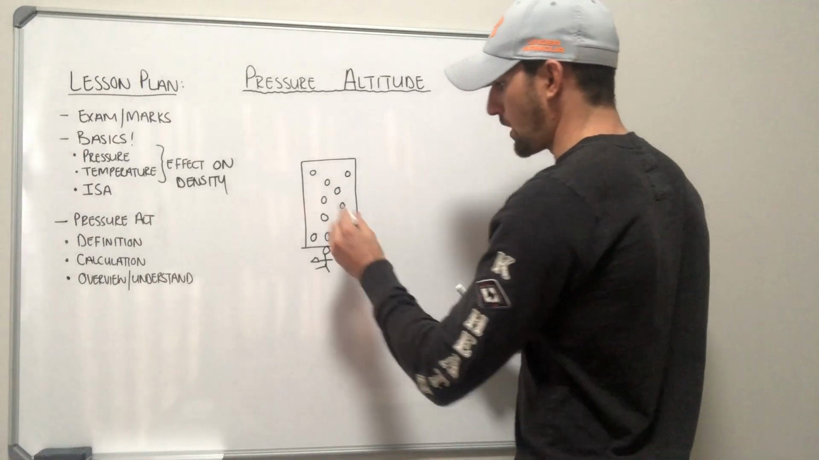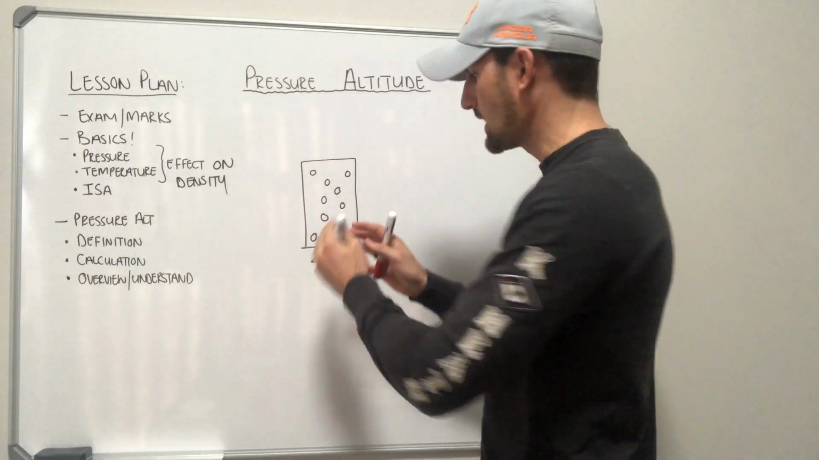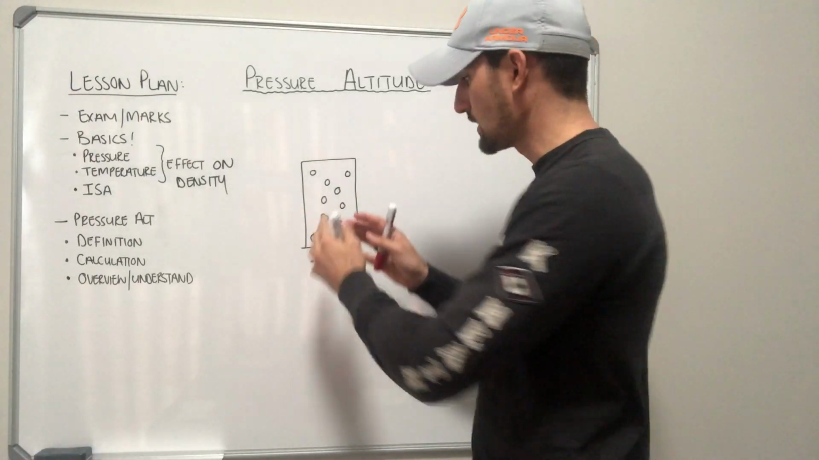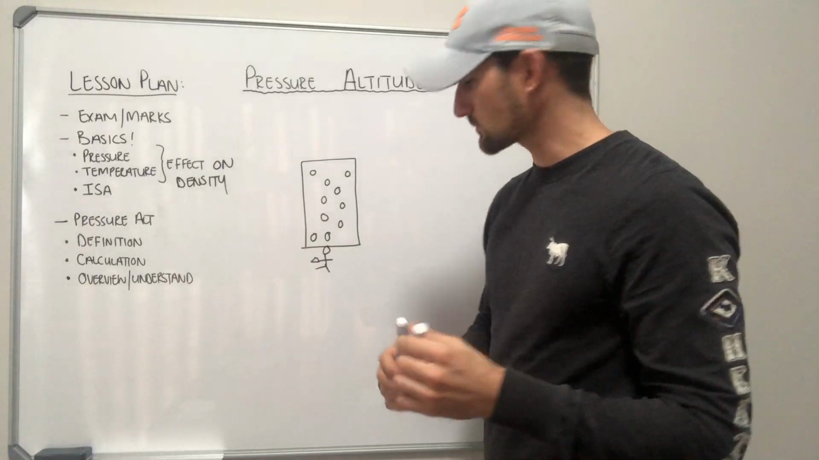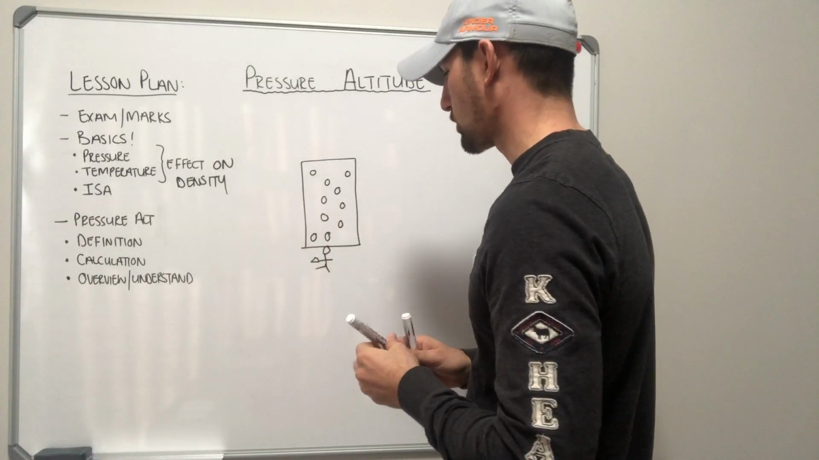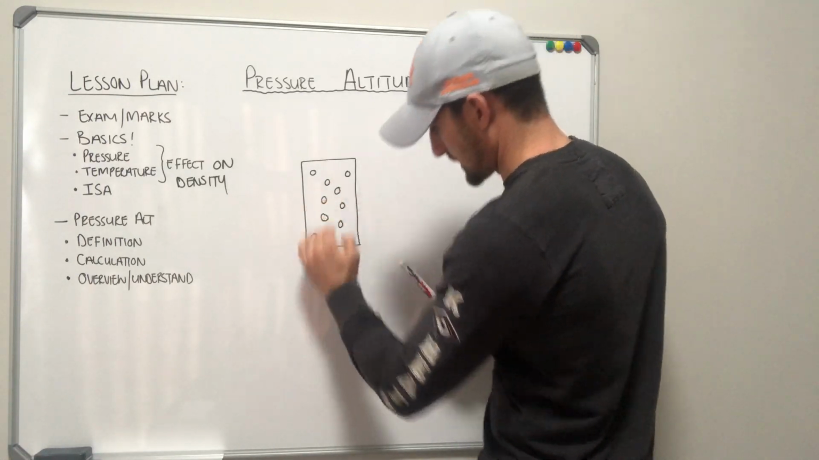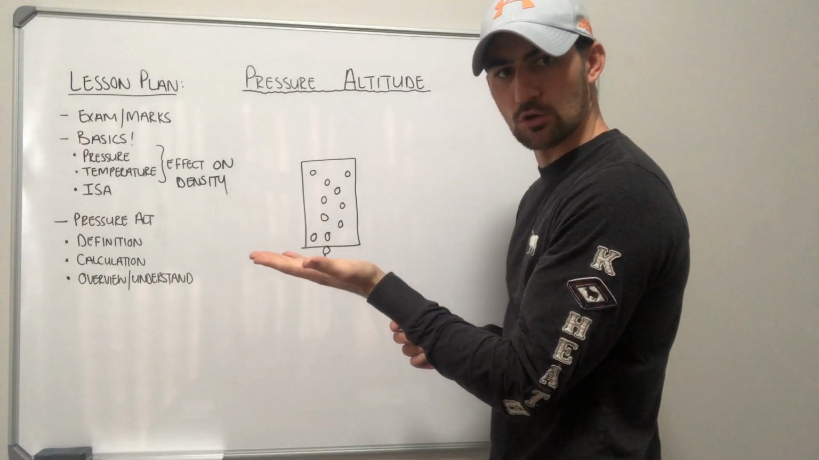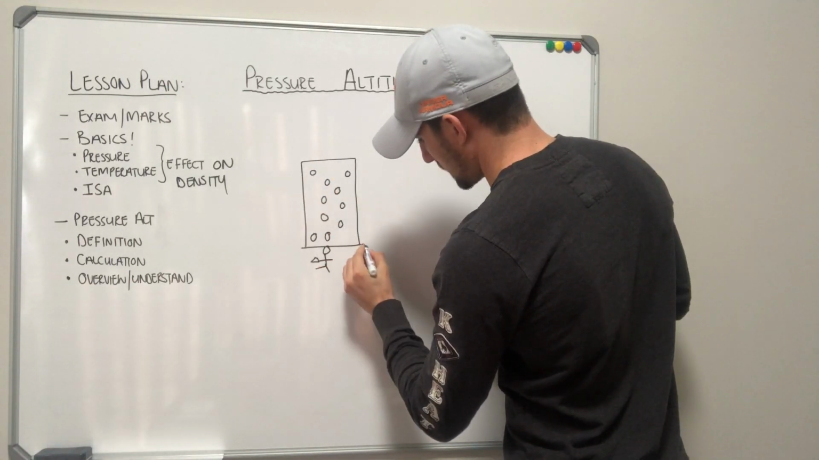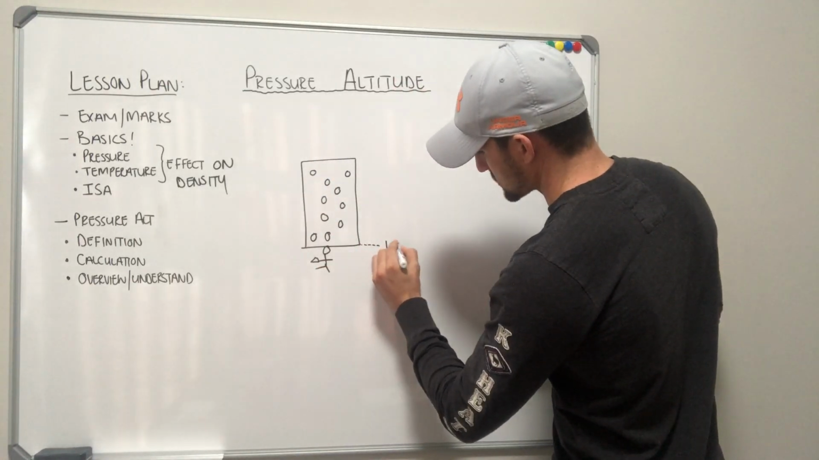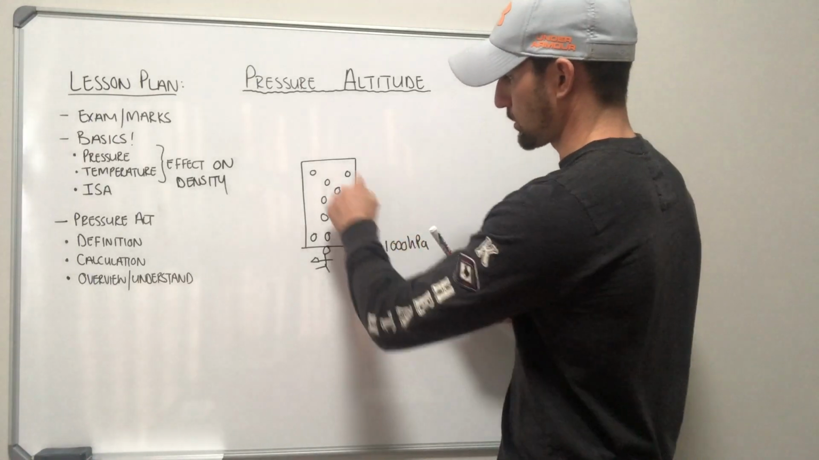Now obviously the more air molecules you have, the heavier it's going to weigh down, and the fewer air molecules you have, the less the pressure is going to be on the Earth's surface. That's a really important concept to understand. So if you're standing here, you've got 10 air molecules weighing down on the barometer that you're holding in your hand. Let's say the weight of this block of air is, let's call it, 1,000 hectopascals.